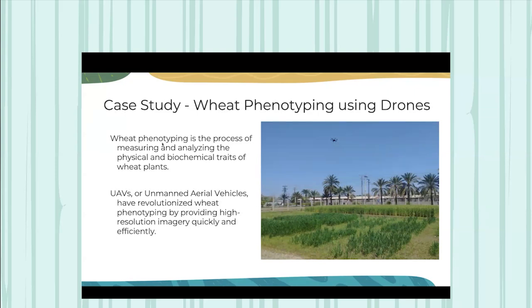So I will discuss this case study, wheat high throughput phenotyping using drones. Wheat phenotyping is the process of measuring and analyzing physical and biophysical traits of wheat plants. We used UAVs equipped with different sensors like RGB, multispectral, plus thermal. So we are mostly dealing with these 3 types of sensors.